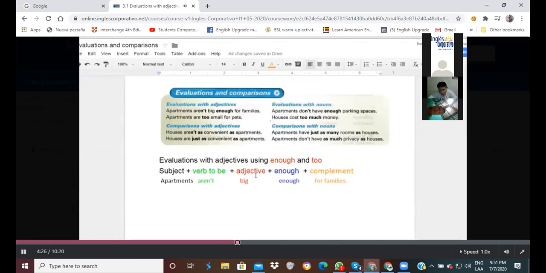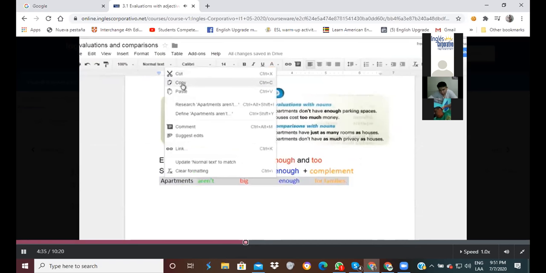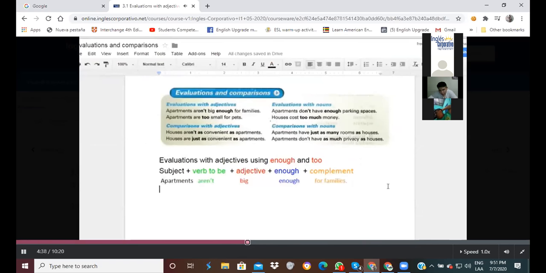So if we think about other evaluations that we can say about apartments, either apartments or homes, then we can say the following. I'm going to go ahead and copy this because the next evaluation is going to be quite similar. Apartments aren't, and so I'm going to change the adjective here. So I'm going to say aren't spacious enough for families, okay? And let's do one more. We can also say that apartments aren't comfortable enough for families.